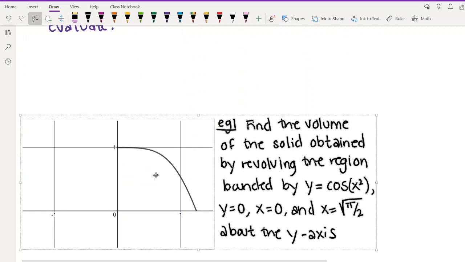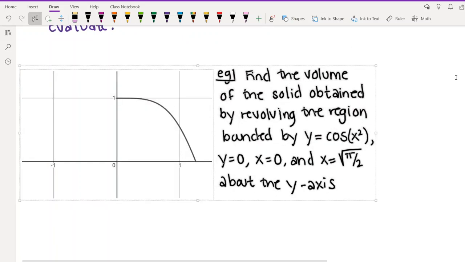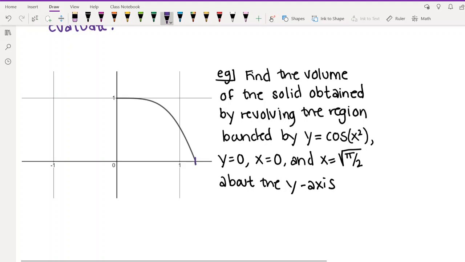So the example I wanted to give of this one was this function, which I think was on the worksheet with the previous video. This asks you to find the volume of the solid obtained by revolving the region bounded by y is equal to cosine of x squared, y is equal to 0, x is equal to 0, and x is equal to square root of pi over 2. That's this value here. So let me just put that in here.